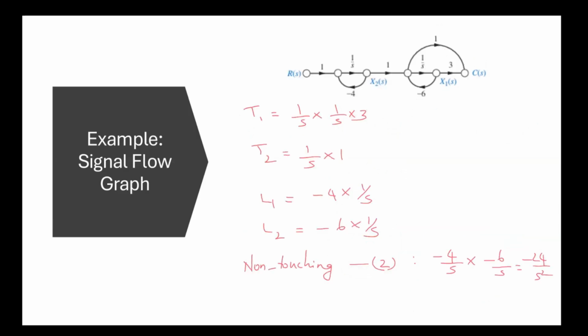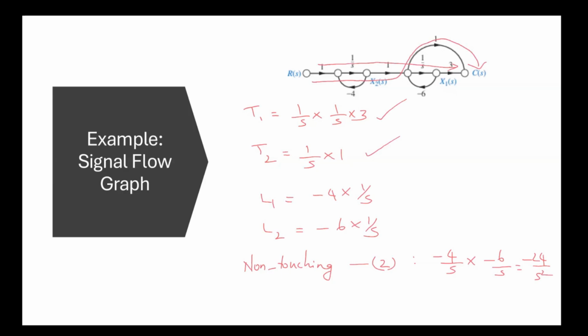Now we will see another example. In this example, from the input R(s) to the output C(s), we have two forward paths. The first forward path is this, and the second forward path is this. The gains of the forward paths are T1 equal to 1/s into 1/s into 3, and T2 equal to 1/s into 1.